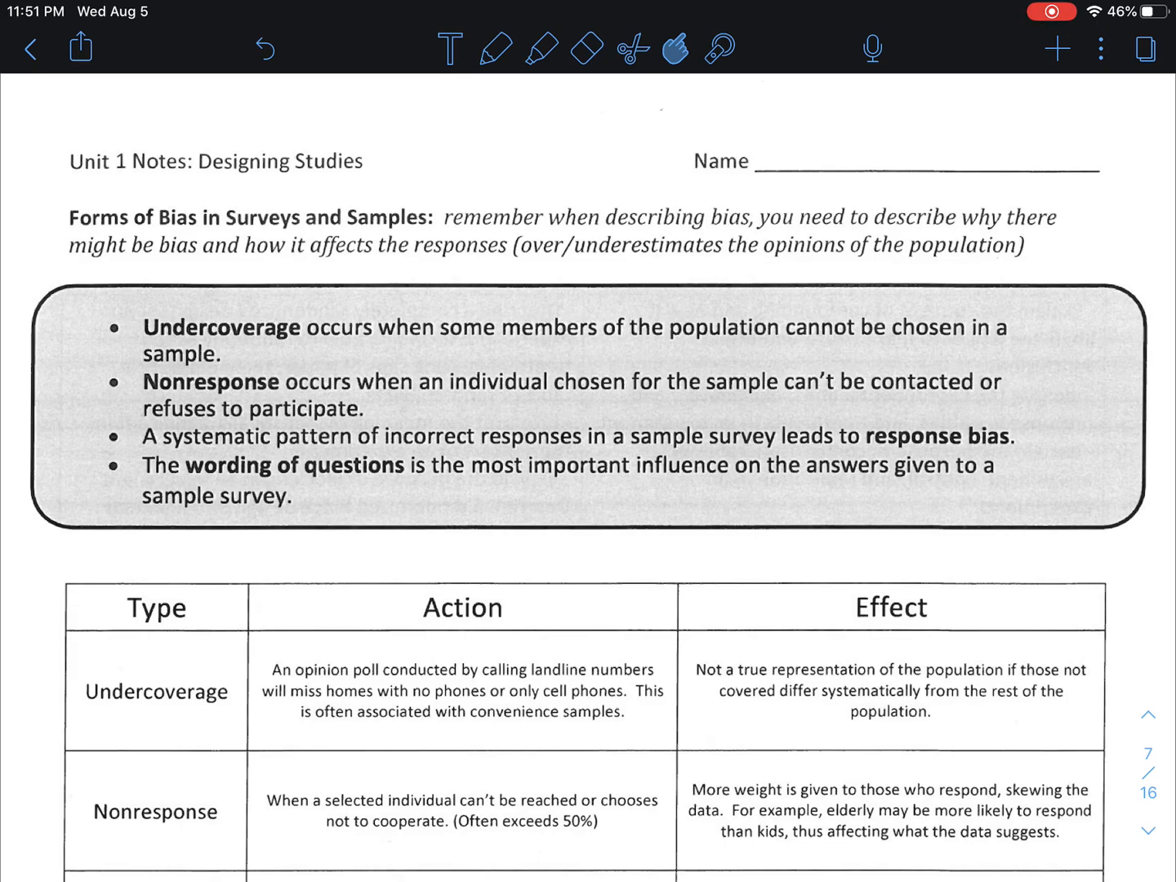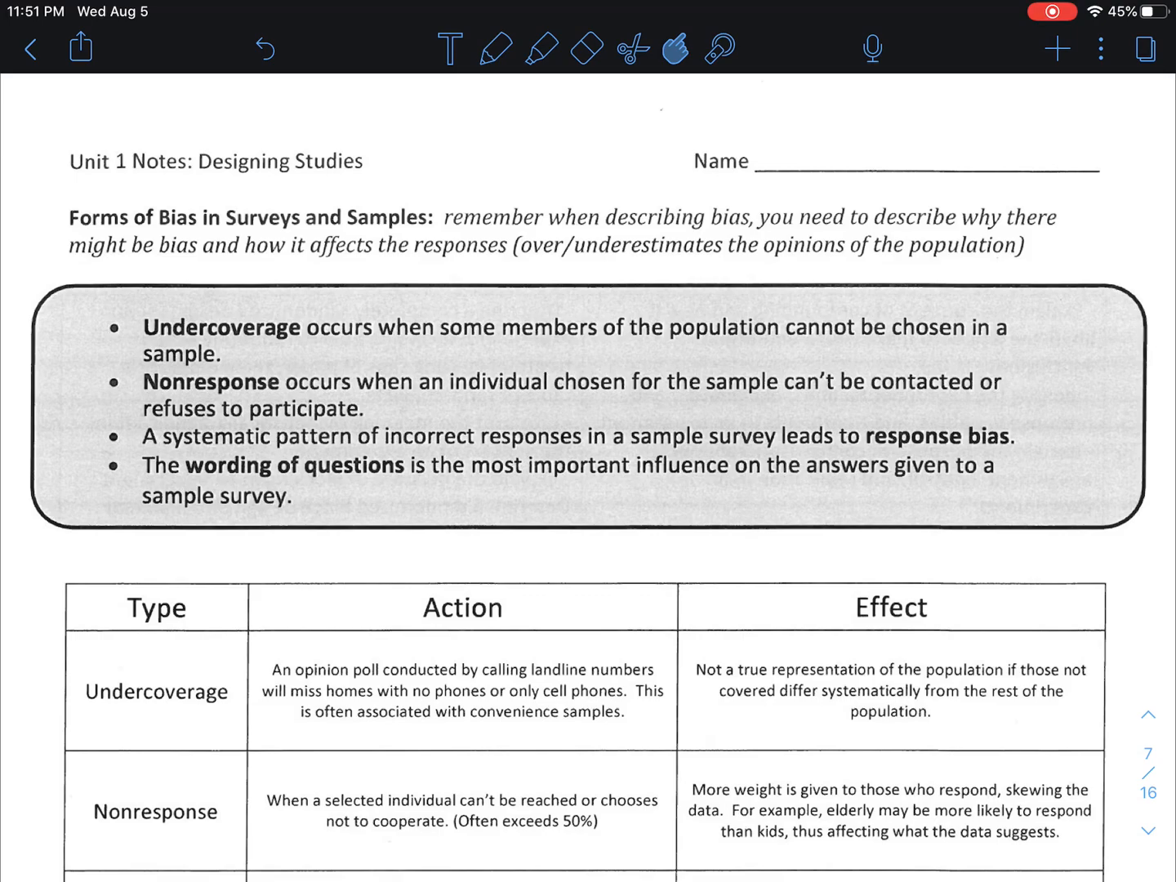Okay. Non-response occurs when an individual chosen for the sample can't be contacted or refuses to participate. Okay. Case in point. End of the year, I always do an end of the year survey of like, hey, what'd you think of the class? What'd you think? Positives, negatives, Turkey Thursday, blah, blah, blah, whatever. Okay, last year was a goofy year. I had a number of people that last 2 months I barely saw. I still did the survey.